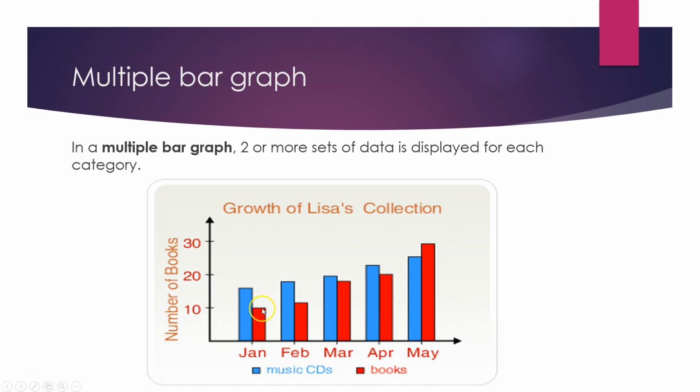Originally, books is a pretty big difference with CDs. And over time, not only does the gap in between them decrease, but we eventually get to where books is actually higher than music CDs. This is something where if we had a regular plain old list of numbers, we wouldn't see this relationship as clearly as we do with a graph.